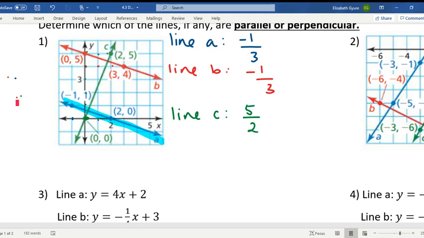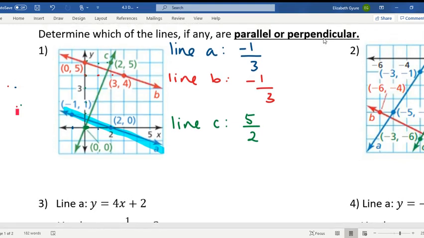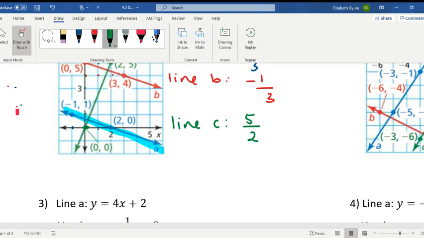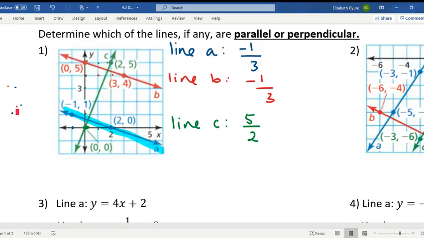So now in your directions, you're asked which lines, if any, are parallel or perpendicular. Do we see any parallel lines here? What do we need for lines to be parallel? Same slope. Do you see 2 lines here with the same slope? Which 2? A and B. So we're going to say line A and B are parallel.